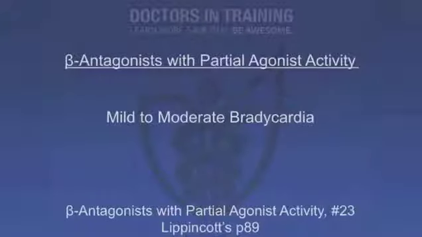So you get less effect on cardiac output and the rate. So you'll get fewer problems with bradycardia, and it can be used in hypertensive patients with mild to moderate bradycardia problems. It has less of an effect on metabolism as well, and it can be given mostly pretty safely in diabetics.